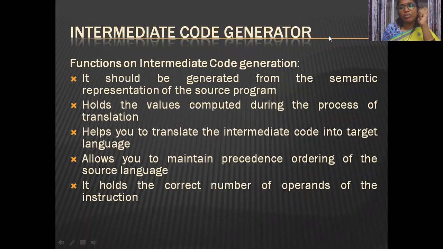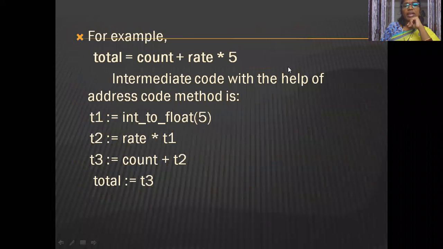It holds the correct number of operands of the instruction, the number of operands involved in your instruction. So let's see an example for this. I have an instruction, total = count + rate * 5. The intermediate code is generated by making use of the address code method.